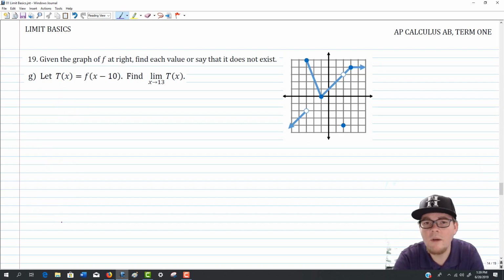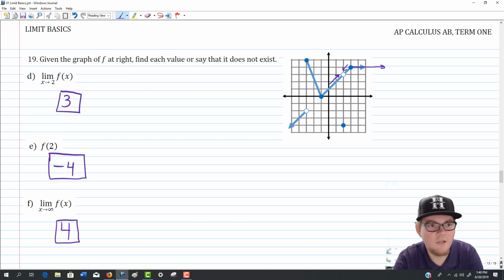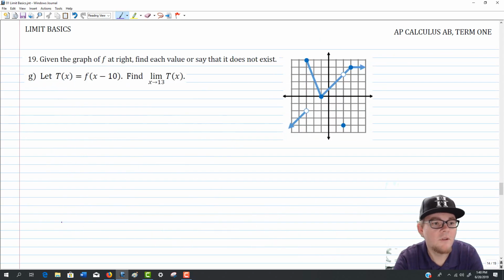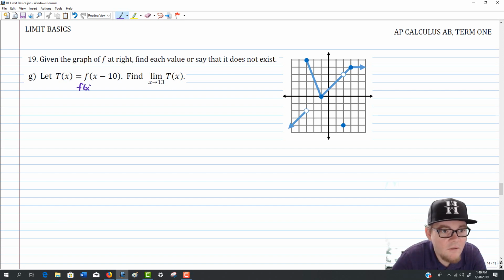Finally, that brings us to the last two questions here, g and h. These are a little bit more involved. First with g, it says let t of x equal f of x minus 10. Find the limit as x goes to 13 of t of x. We've talked about this before, with that true or false question a little ways back, I think it was right here, 17. In this case, we've got to think about what the function values are doing, or what part of the graph we're looking at. So x minus 10 takes f of x 10 to the right.